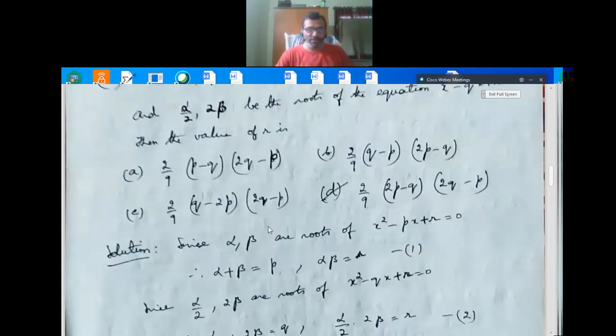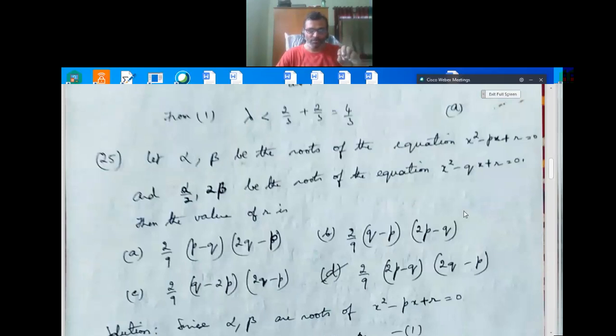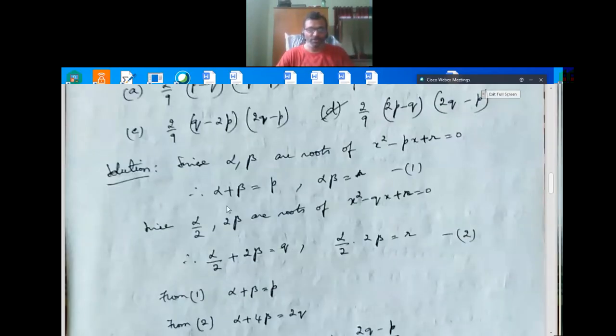Now since alpha, beta are the roots of x² − px + r = 0, we know the sum and product of the roots. For the equation ax² + bx + c = 0, I told many times, the sum of the roots is −b/a and the product of the roots is c/a. Again I am repeating, a is the coefficient of x² with sign, b is the coefficient of x, c is the constant. So here the sum of the roots, alpha + beta, is −b/a, minus of minus p, that is p. Alpha beta is c/a, that is r.